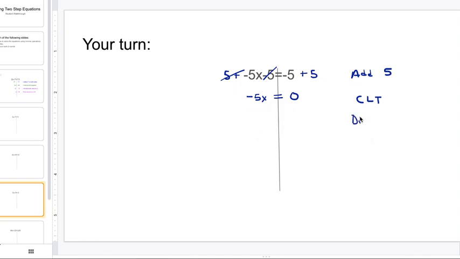Okay, and then divide by -5. So we're going to divide by -5. Well, the 0 divided by -5 is still 0. And x equals 0. Right? Not like dividing by 0. Don't try that. And let's be clear, that's combining like terms again. Okay. Right.